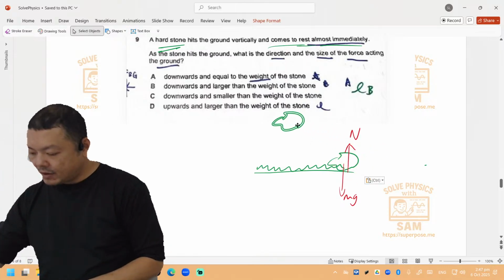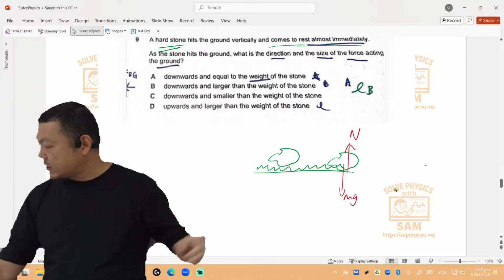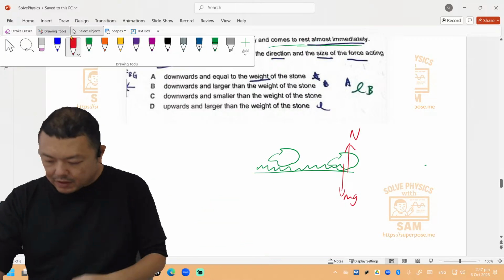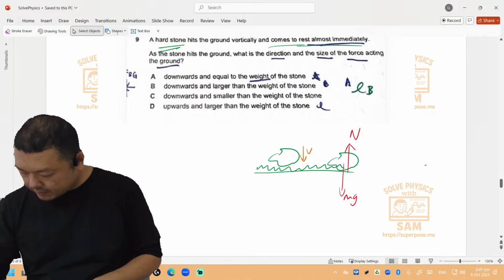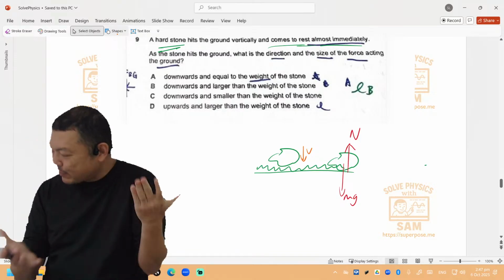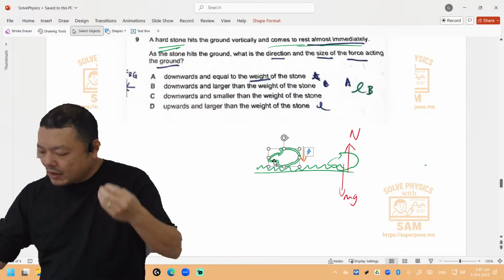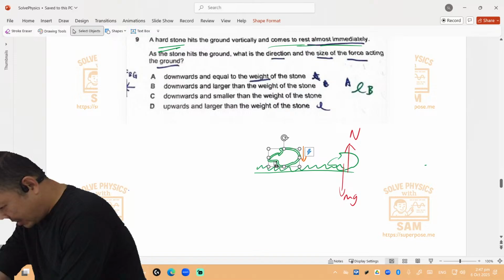If you do drop it, let's say you have a rock here like this, and then you drop it. Okay, so the instant just before it hit the ground, what's the speed of this rock? Basically it is whatever speed that it has just before it hits the ground, right? Okay, then it hits the ground. Now this rock hit the ground.